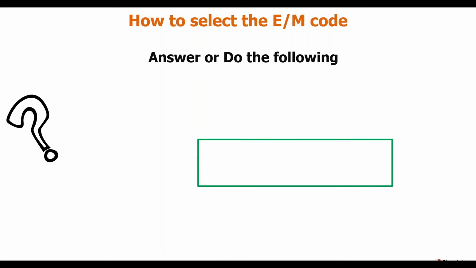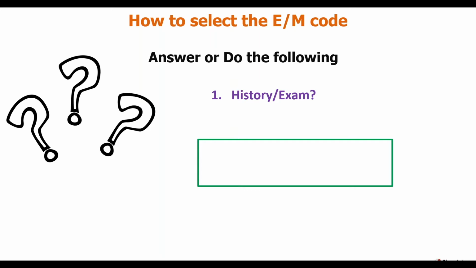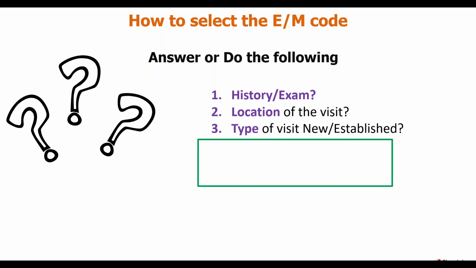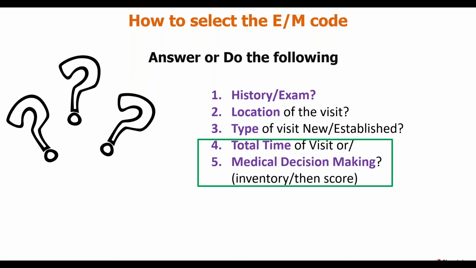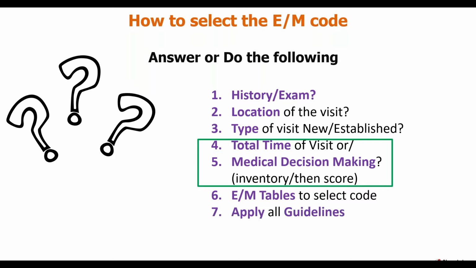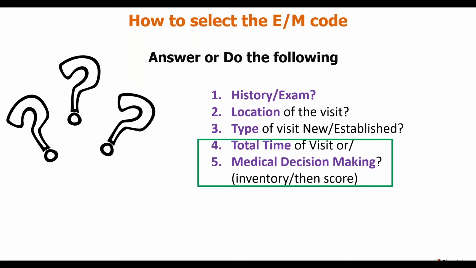How to select the E&M code? Answer or do the following. We ask a few questions to ourselves before selecting the E&M code. Whether there's a medically appropriate history or exam performed, the location of the visit, whether it's an office visit, the type of the visit, whether it's a new or established visit, total time of the visit, and medical decision making. Finally, E&M tables to select the code and apply all the guidelines.